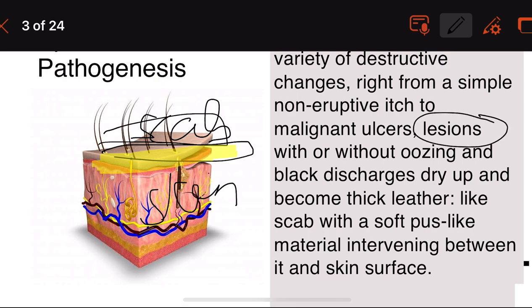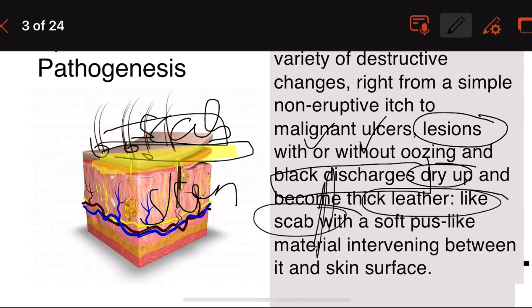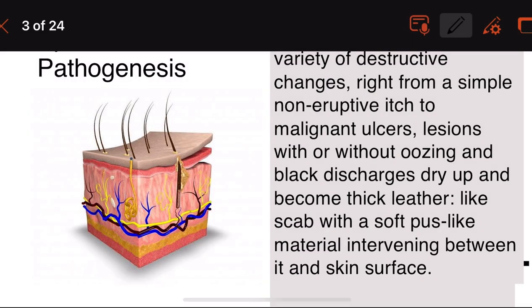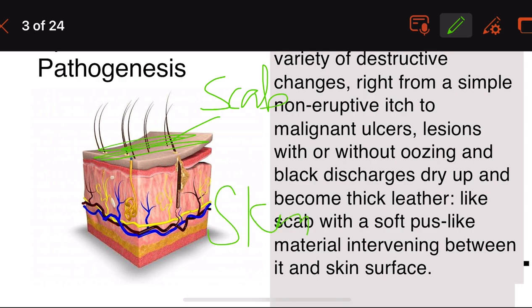The lesions could be with or without oozing. There is black discharge, which dried up and formed a thick leather-like scab. And now there is a soft pus-like material intervening between the scab and the skin surface. Clear, guys? Let me just draw it again here. So this is the scab, and between the scab and the skin surface, we have a thick, yellow, pus-like material.